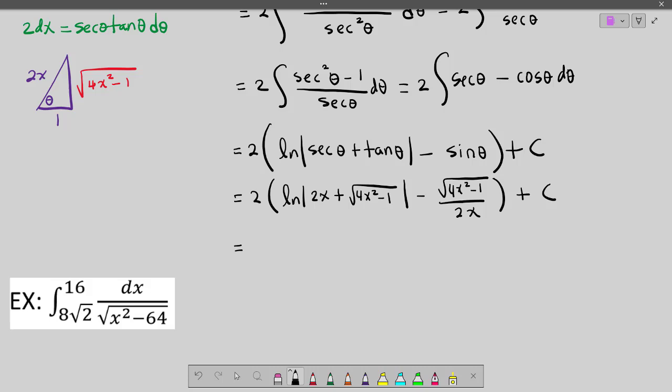So simplification here, there's not a lot we can do. We're just going to distribute this 2. And when all is said and done, that will be our final answer.